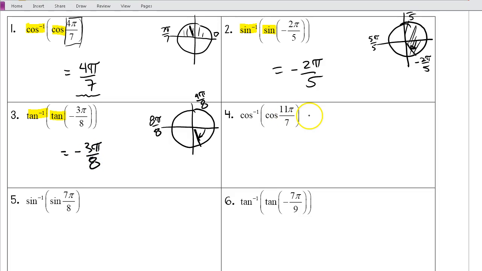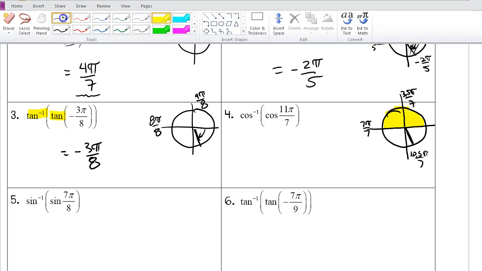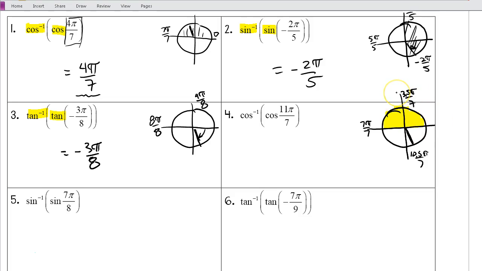Alright, now when we move on to number 4, we can see we have 11 pi over 7. So let's figure out where that is. This would be 7 pi over 7. That would be 3.5 pi over 7, which would make the bottom here 10.5 pi over 7. So 11 pi over 7 is going to be somewhere right over here. Now, when we're dealing with cosine inverse, we know that we have to be somewhere in the top half of the circle. And the angle that we're working with here is not in this highlighted area.